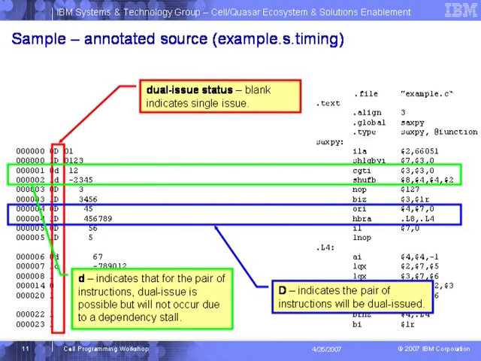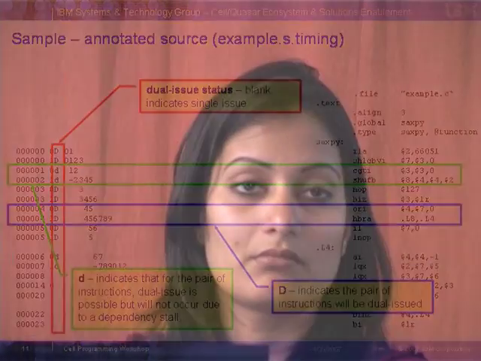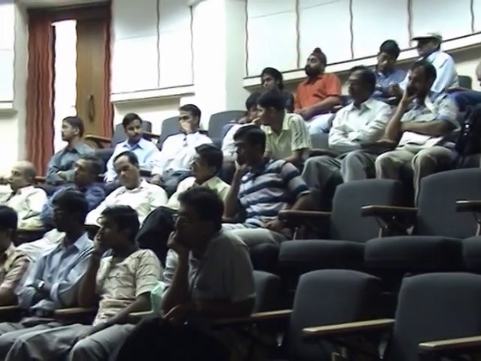If you notice, some of the D's are capital letters and some are small letters. The second subcolumn in the second column talks about the dual issue status: is dual issue actually happening, or is there a dependency? A small d says that dual issue is possible, so the instruction could be issued along with the even or odd pipeline, but there is some dependency that will stop the dual issue at runtime.